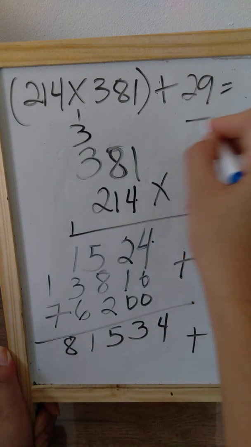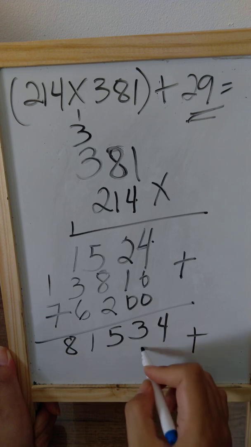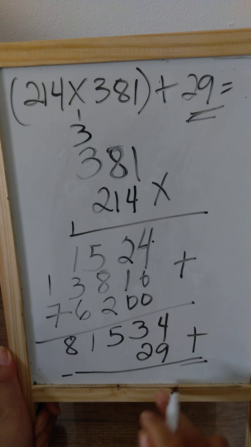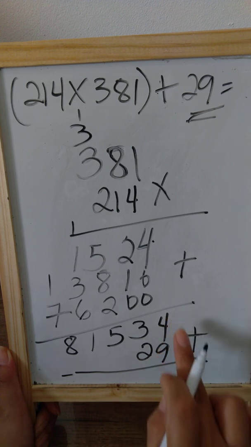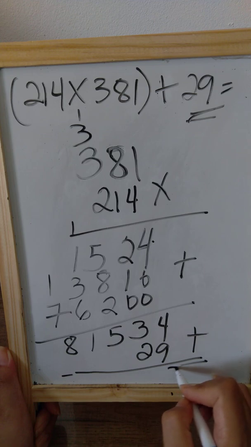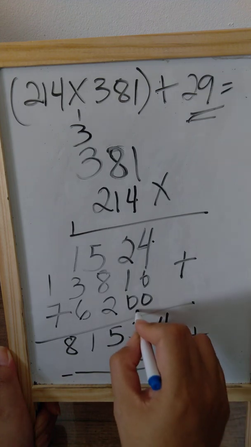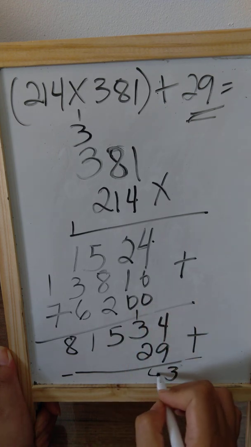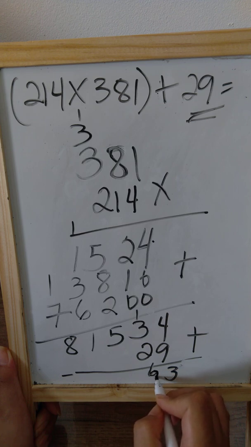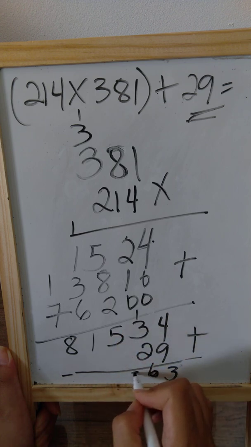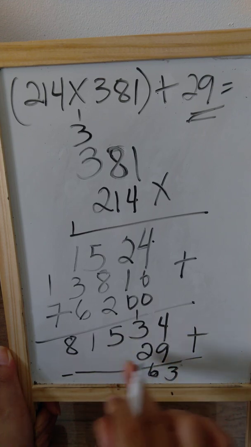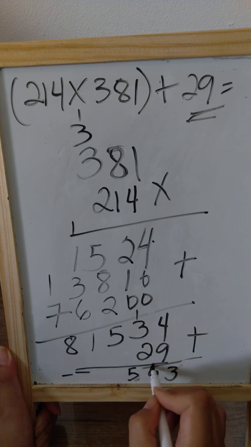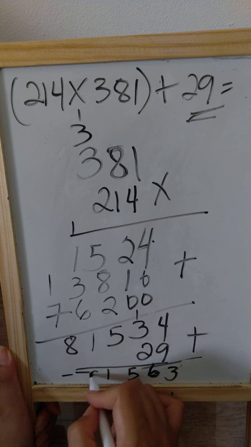Now let's add the remainder, 29. 4 plus 9 is equals to 13. Carry 1 to 3. 3 plus 2 is equals to 5 plus 1 is equals to 6. And then 5, bring down 5. Then 6, bring down 1, and then 8.